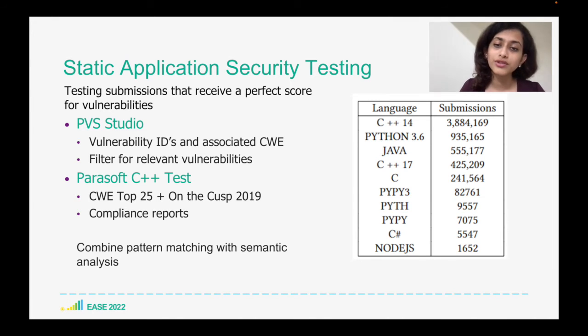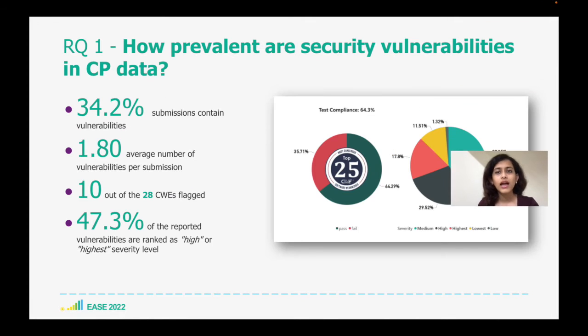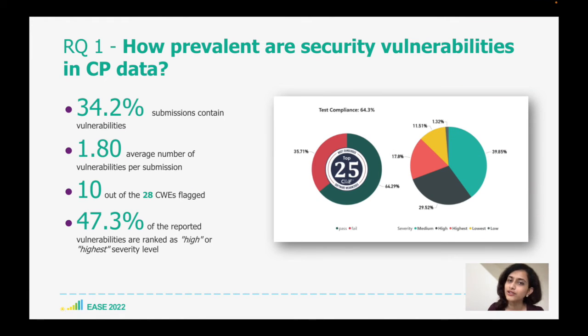Let us now go over the results that we obtained from the analysis. How prevalent are security vulnerabilities in CP data? We found that 394,051 or 56.8% of the submissions were flagged by static analysis. However, all such issues flagged by the SAST tools need not correspond to security vulnerabilities as previously mentioned.